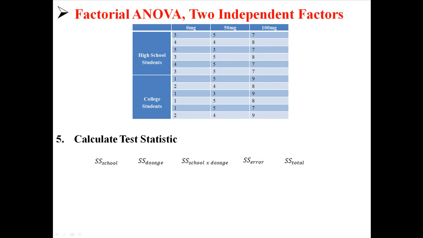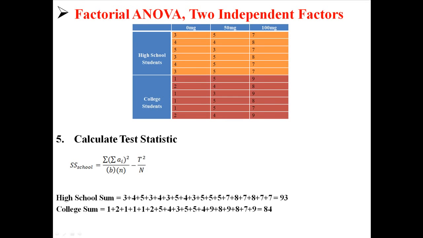And now we need to find the sum of squares. So we need to find sum of squares for school, for dosage, for the interaction, for the error, and for the total. So let's start that with school. This is the equation for sum of squares, school. Now we already know most of this stuff. We know B, we know N. We can put that stuff in there. That's simple. So let's just move on.